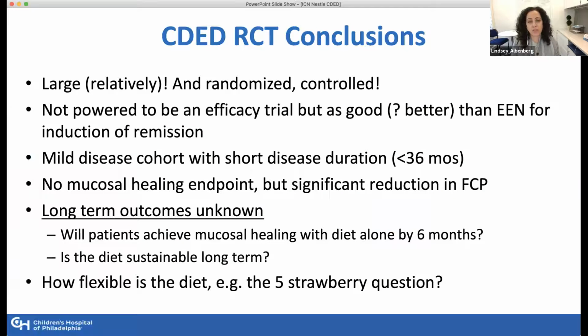So overall, in terms of the CDED data, I think it's pretty exciting in that it's relatively large as a study for pediatrics and randomized and controlled.